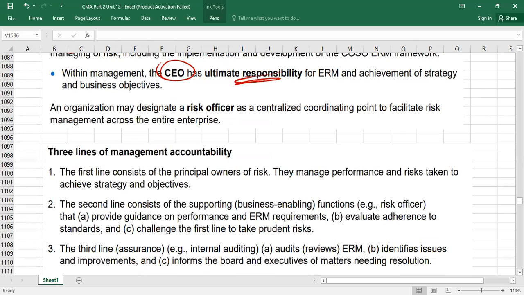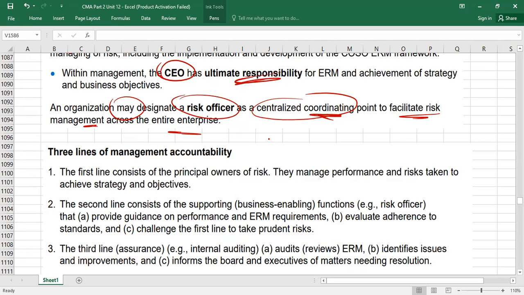And then sometimes, guys, we also have risk officers. A risk officer is like a coordinator, you can say, who can take instructions from top management or the board of directors, and also pass those instructions to the management, meaning the departmental managers who are responsible for managing the risk. So that is why an organization may designate. It is the word "may", so you can designate a risk officer as a centralized coordinating point to facilitate risk management across the entire enterprise.